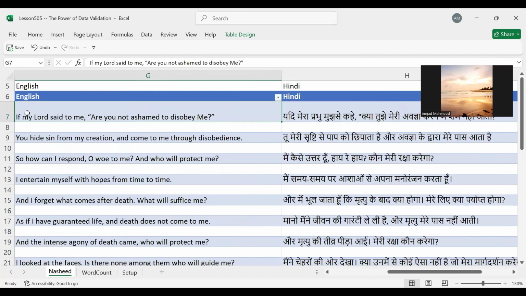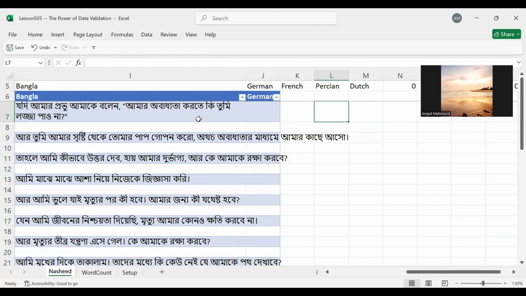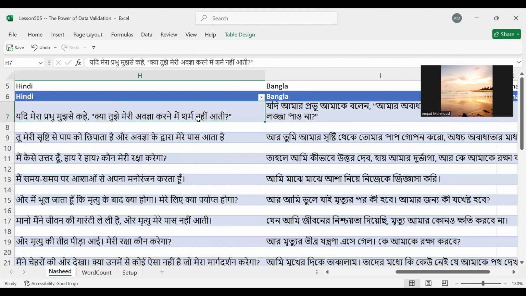As soon as a word finishes, a space begins. So that is a word. If is a word. My is a word. Lord is a word. These all are words. So how many words are there? Let's count: 1, 2, 3, 4, 5, 6, 7, 8, 9, 10, 11, 12, 13. So if our formula is giving 13, then we can depend on it.